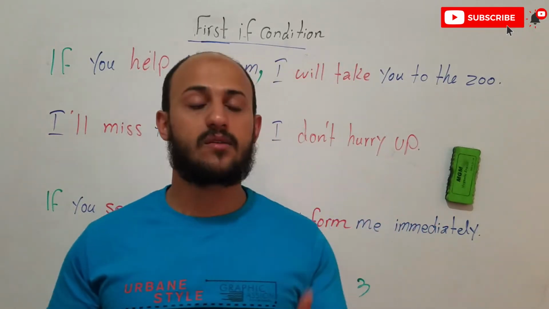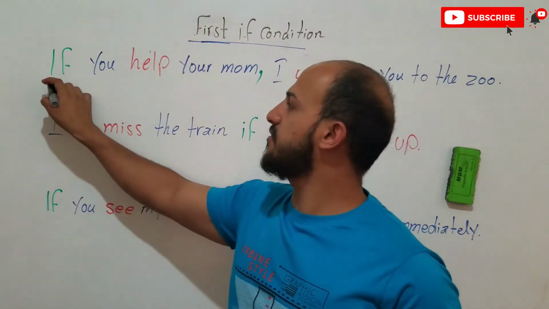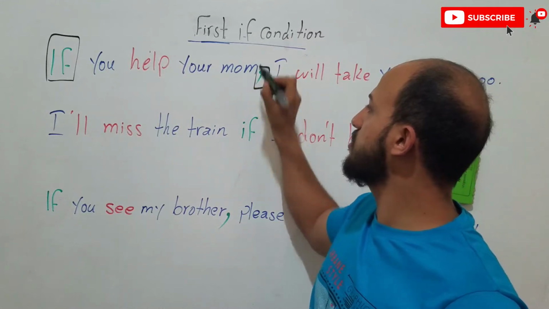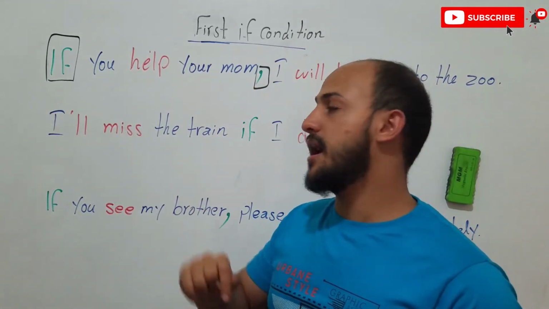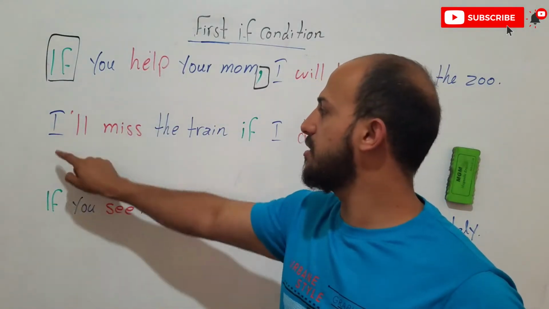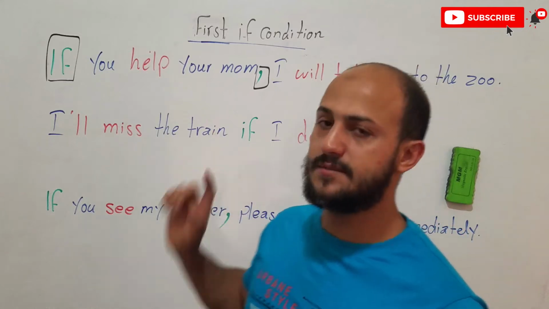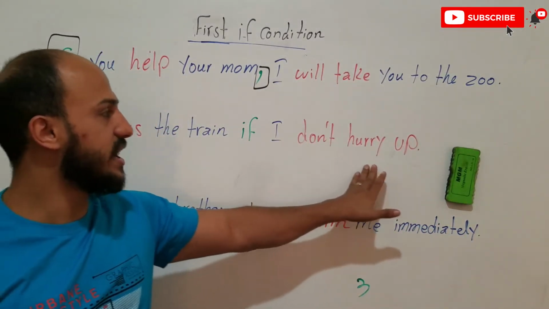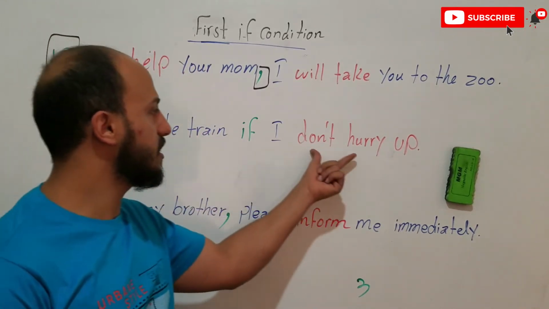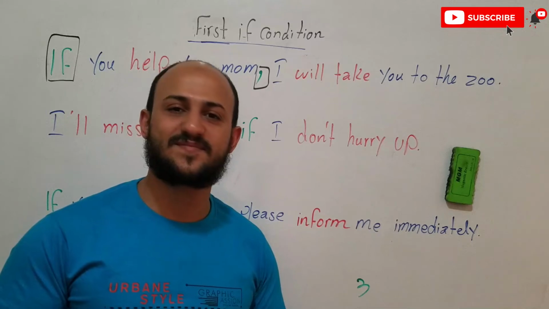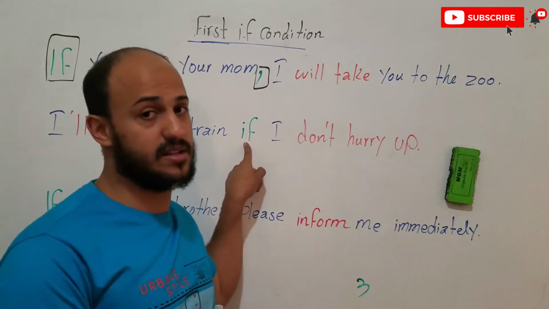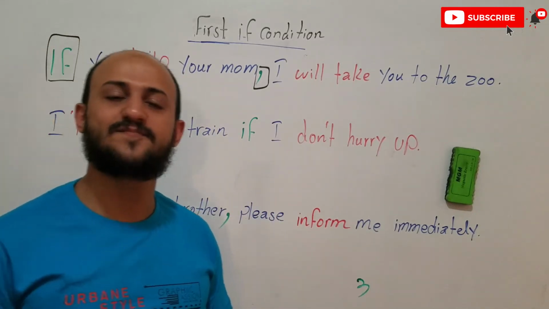Great. Okay, now let's highlight that if you start with the if, then you must use a comma here. But if you put if in the middle, no comma. Example: I will miss the train if I don't hurry up. Okay, so here I have the future, here I have the simple present. Great, but the only difference here is that I use the if in the middle, so no comma. You get it? Very good.